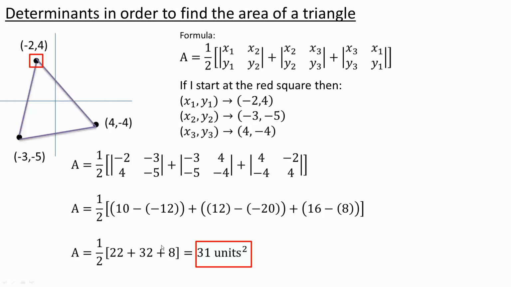So 32 plus 8 is 40. 40 plus 22 is 62. 62 divided by 2 is 31. So this is 31 units squared.